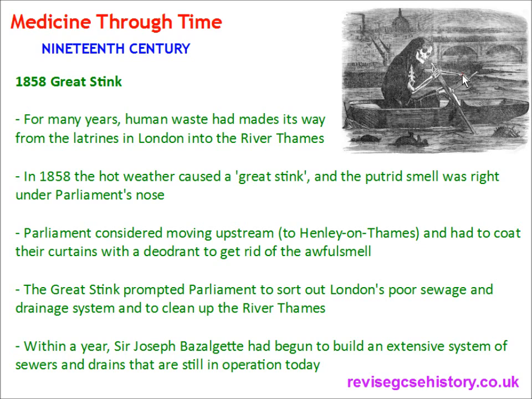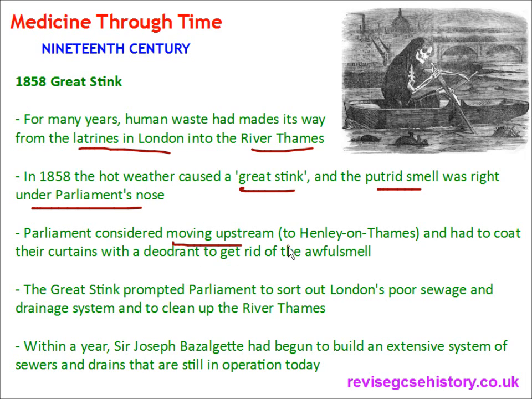In 1858, we've also got the Great Stink. I've not actually pointed out that all these dates I'm putting as my titles. Do learn them, this is so important. So for many years, human waste had made its way from latrines in London, latrines are toilets, into the River Thames. So human waste simply being dumped in the River Thames. In 1858, the hot weather caused a great stink, and a putrid smell was right under Parliament's nose.